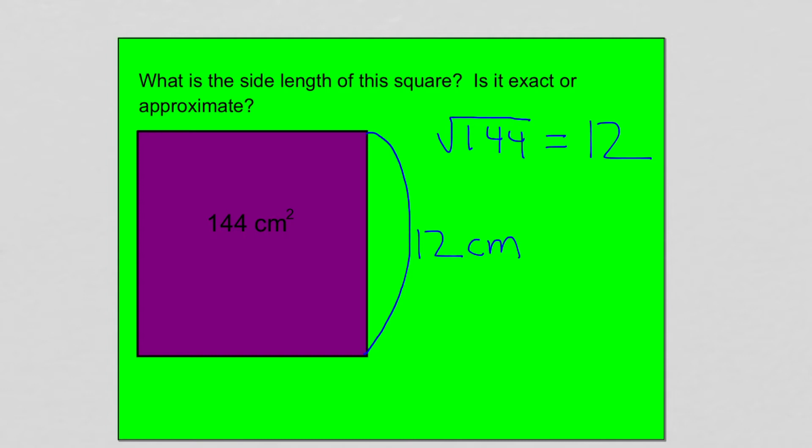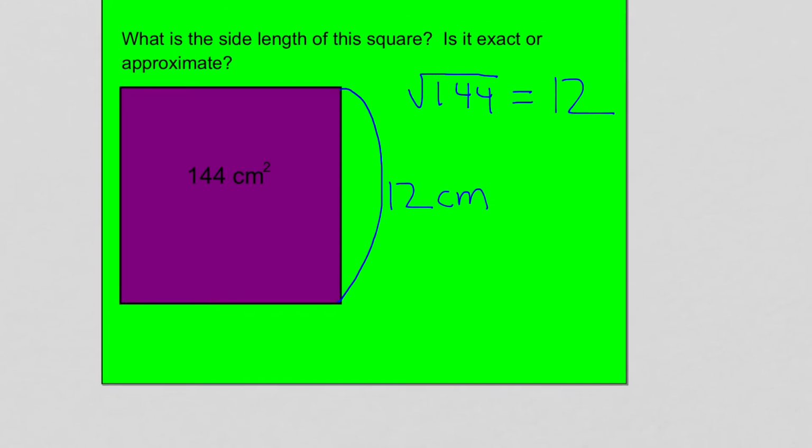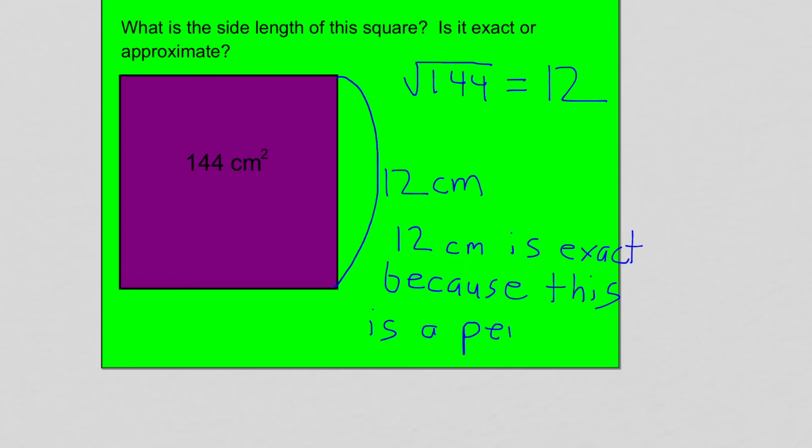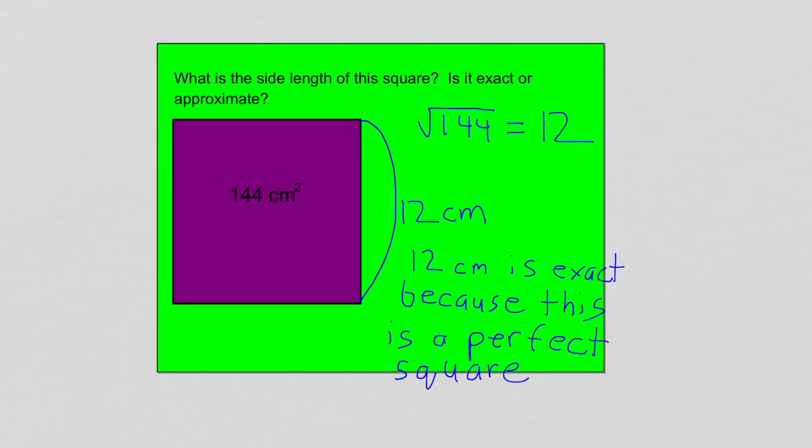Now to throw something else on here, is this an exact answer or is it an approximate answer? Well, 12 centimeters is exact because this is a perfect square. 144 is one of our perfect squares. So that means 12 centimeters is an exact answer. Okay. Now what we're going to do in our next activity, we're going to look at what happens when we don't have a perfect square.